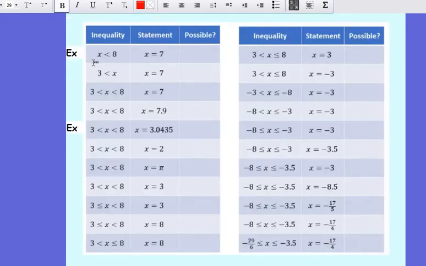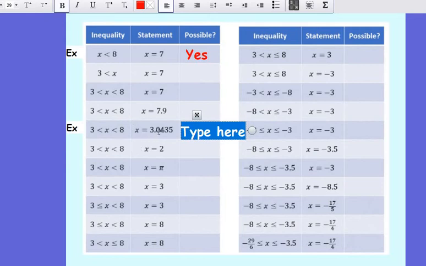Okay, let's have a go at some practice questions. For example, the first one, I've said x is less than 8. Is x being 7 possible? Yes, it is. 7 is less than 8. So yes, that's possible. I'm also going to go through this one. I've got x is greater than 3 but less than 8.